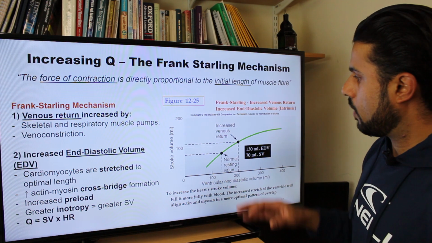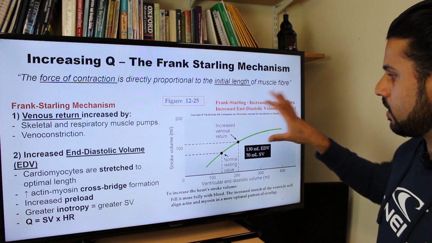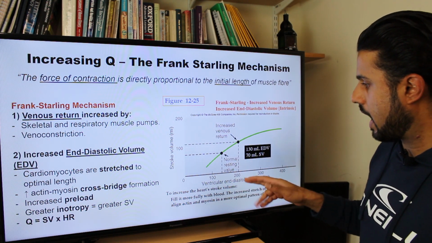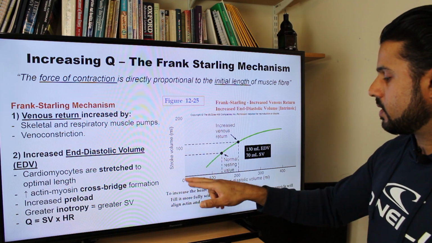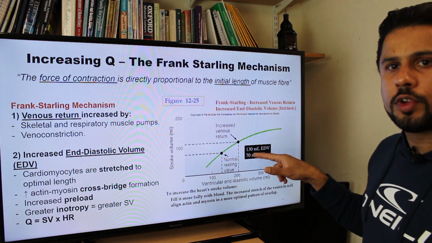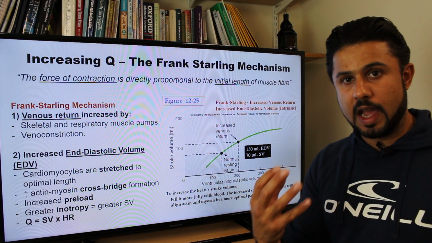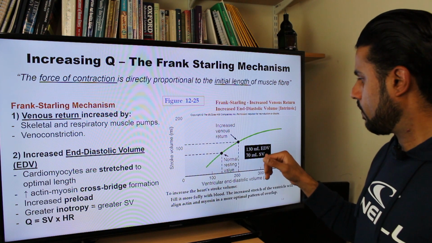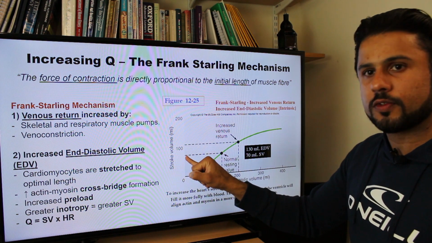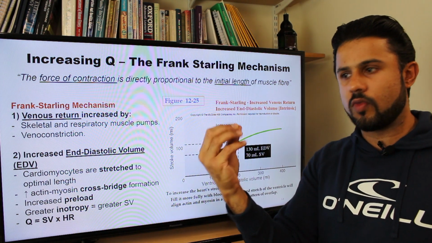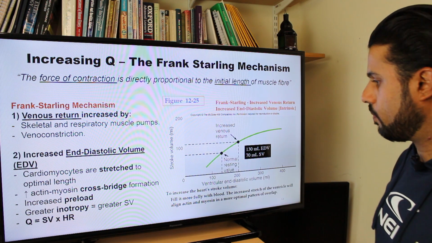And let's just take a look at what this means in terms of a graphical representation. So at rest, what happens is you have about 130 ml of blood that remains in your ventricle at the end of diastole, at the end of the filling phase. And that equates to about 70 milliliters of stroke volume. So when your heart contracts at rest, it pumps out about 70 ml of blood.